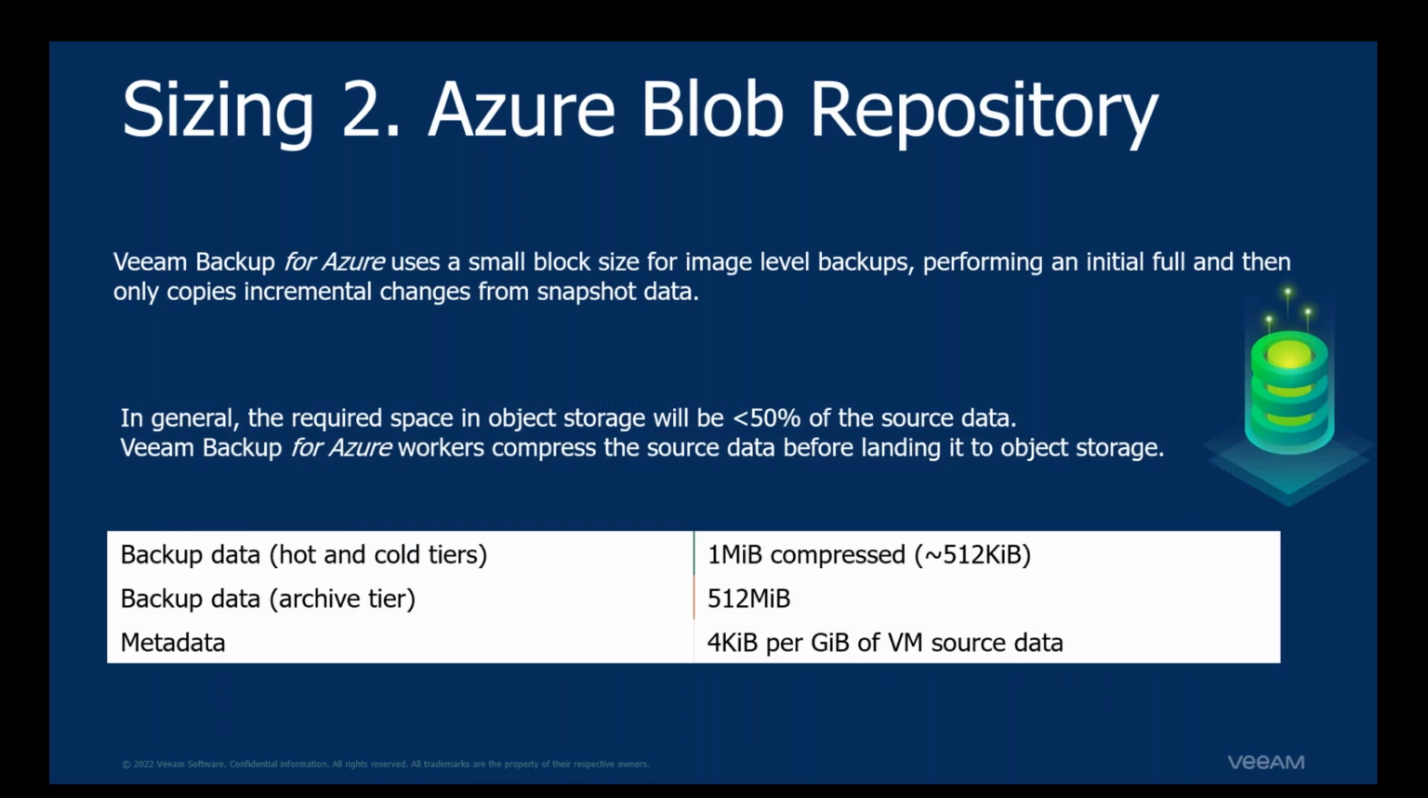So in general, the required space in object storage will be less than 50% of the source data. So there's some compression going on, and we store some metadata. Of course, we don't do synthetic fulls all the time. We do incremental backups as well to be more efficient. Yeah, these are the numbers for both hot and cold tiers and archive tiers.